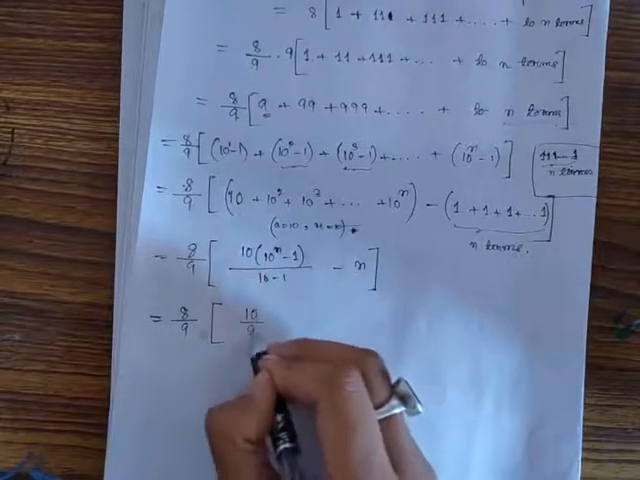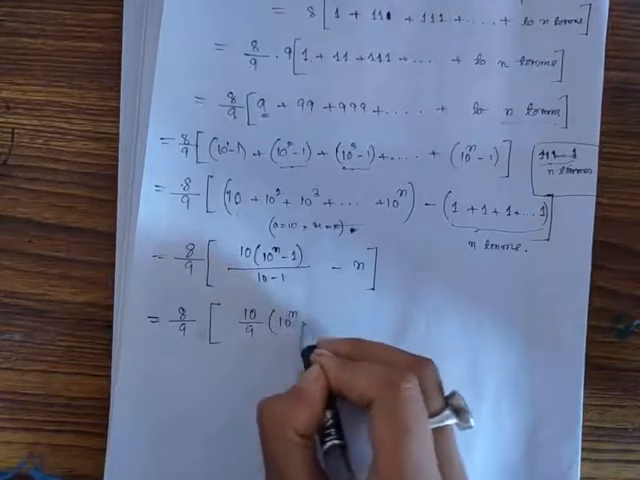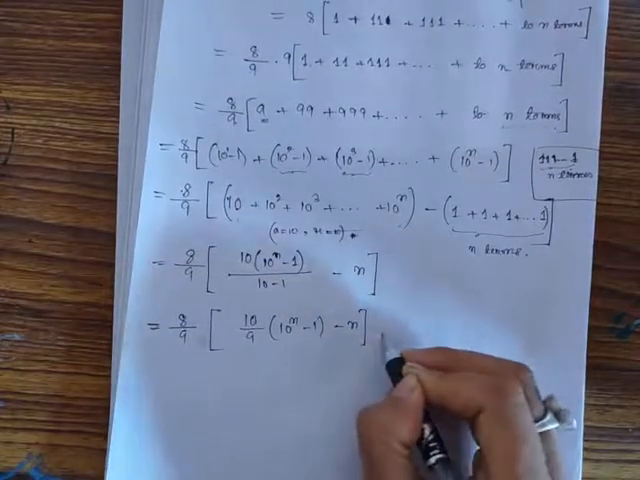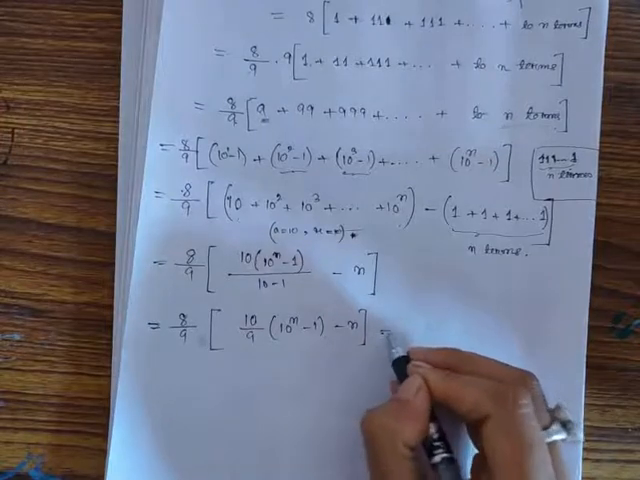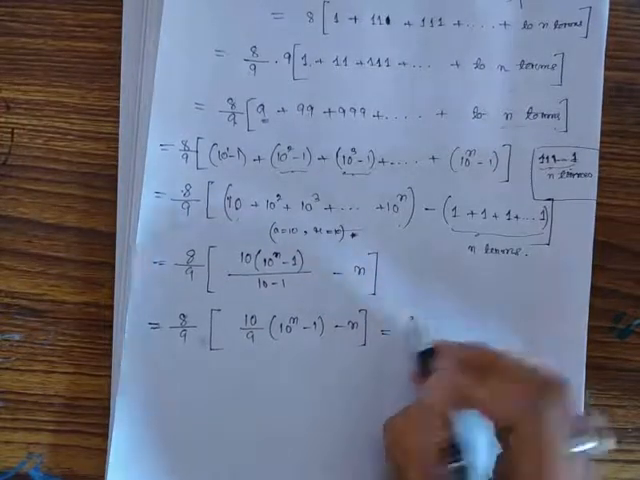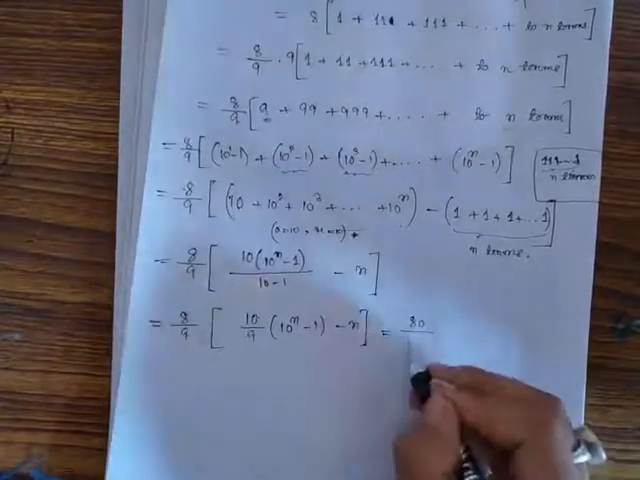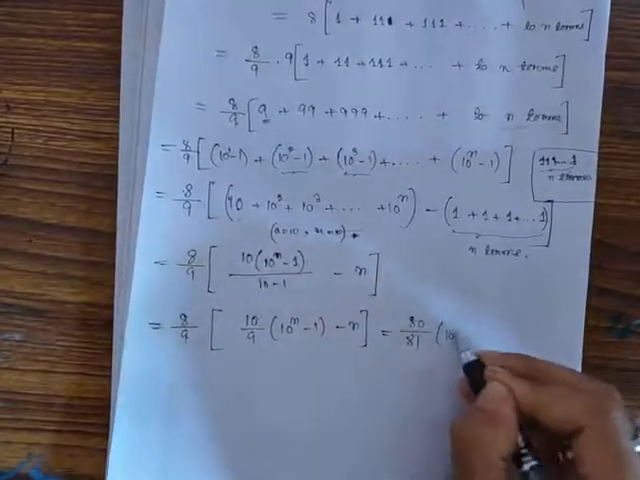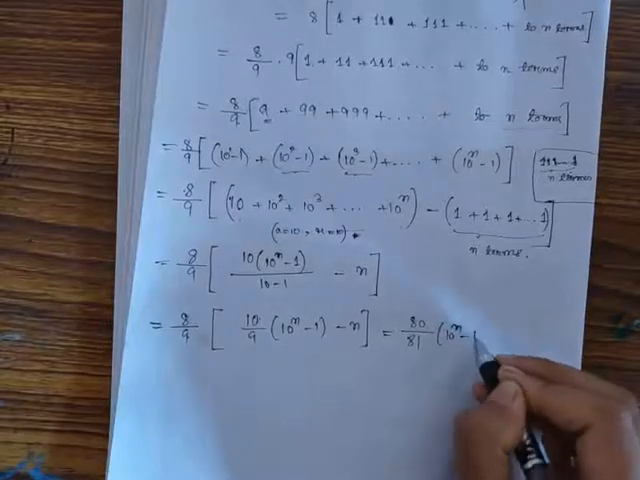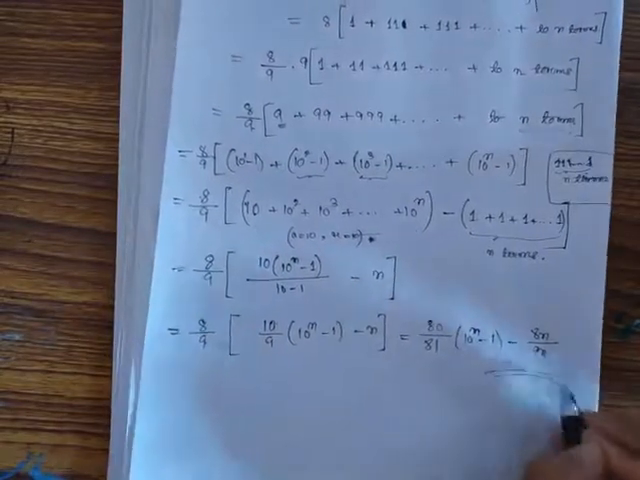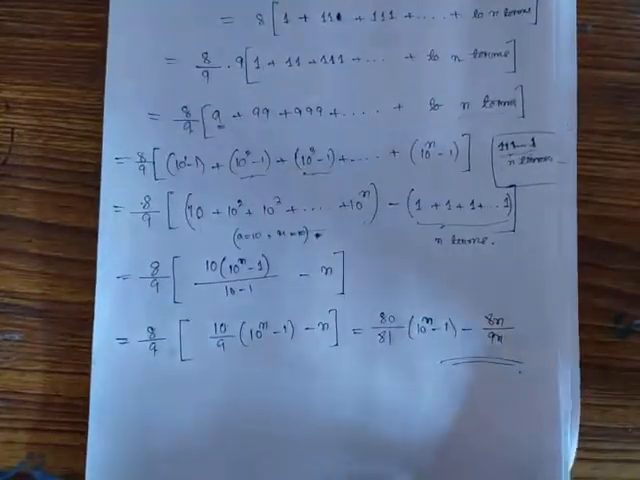10 minus 1, 9. The product right here, 80 by 9 into 9, 81. So this is your answer.